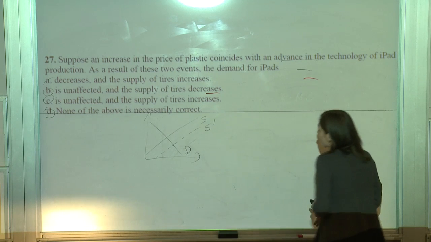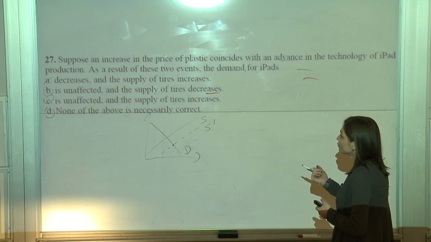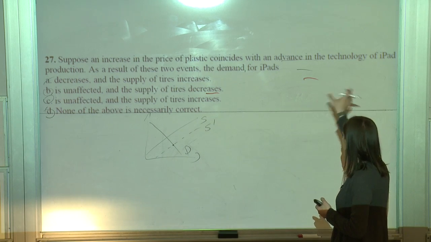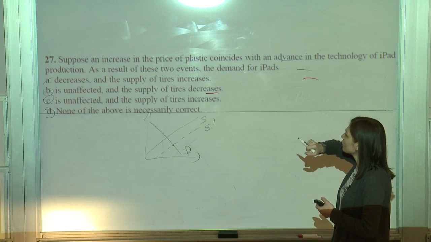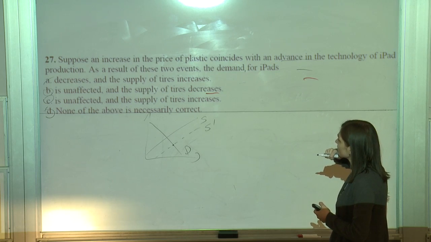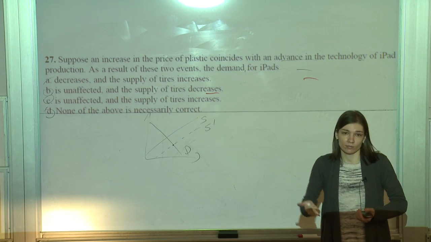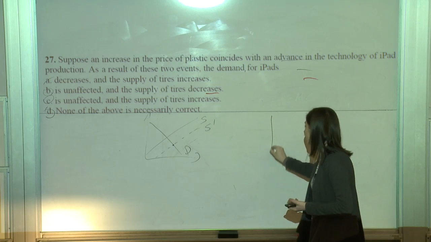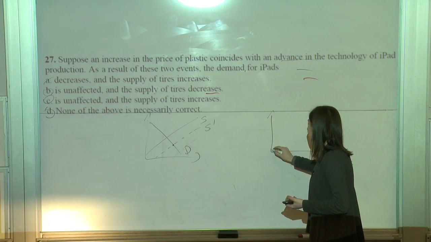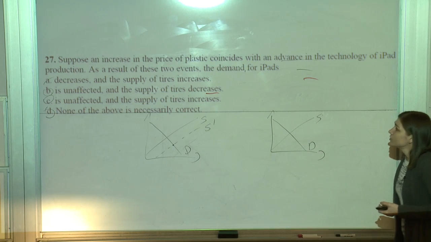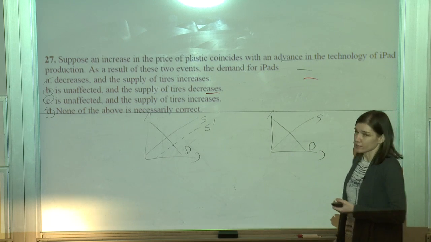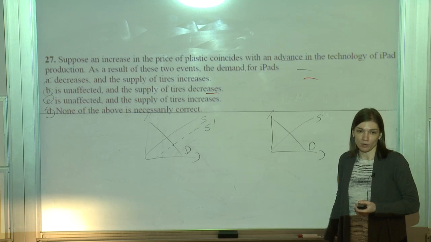Okay, so now let's think about the market for tires. So the technology advance we took care of. There's also an increase in the price of plastic, and tires are going well. So what happens in the tires market? Okay? Increase in the price of plastic. What's that going to do to the tires market?